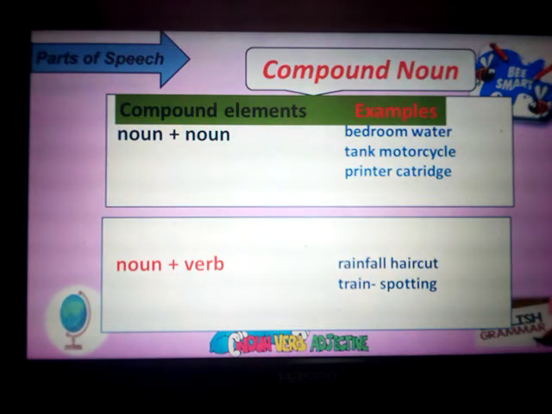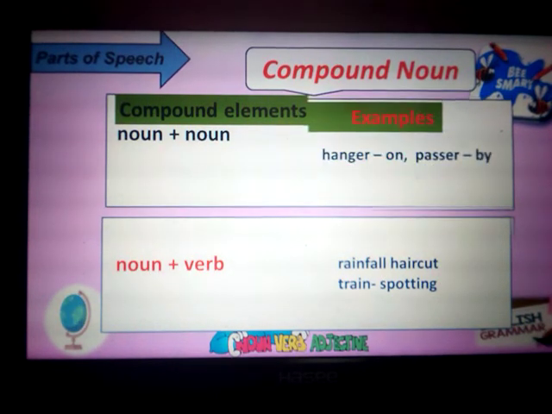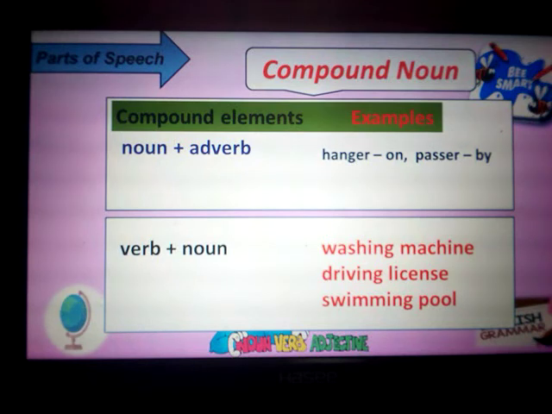A noun plus verb: rainfall, haircut. Good. The first one is a noun. The second one is a verb. Train, sporting. The first one is a noun, train, and sporting is a verb. So that's another combination that you can have. A noun plus adverb: anger on. Anger is a noun. On is an adverb. Pass by. Pass is a noun and by is an adverb.